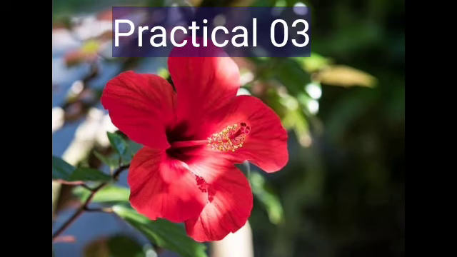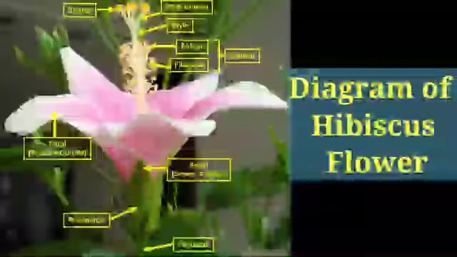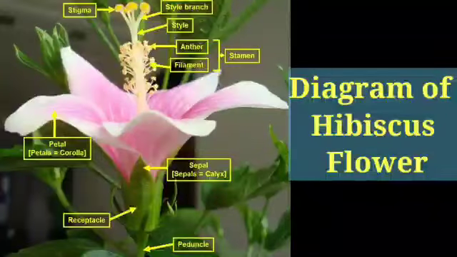Today we are studying Practical Number 3 in Science and Technology Part 2. The aim of this practical is to study the reproductive system in the hibiscus flower. This is a diagram of a hibiscus flower.